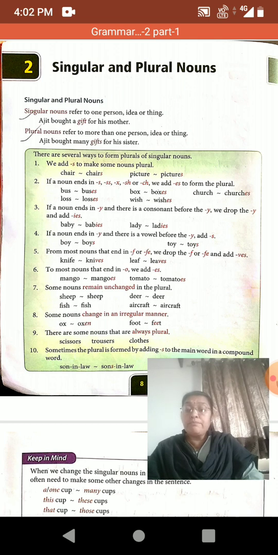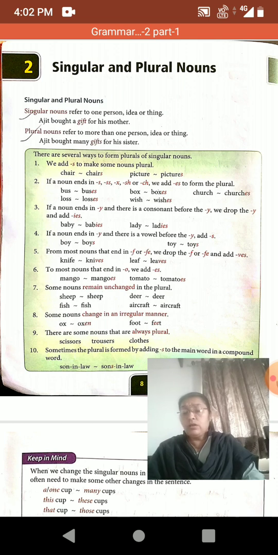Next rule. Some nouns remain unchanged in the plural. Look here, ship. In singular we call it ship, in plural also we call it ship only. Keep it as it is, no change. Fish, fish. Deer, deer. Aircraft, aircraft. No change in plural form, same as singular. You have to learn this.